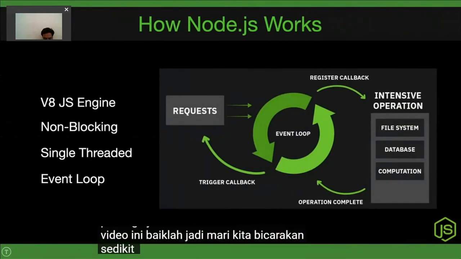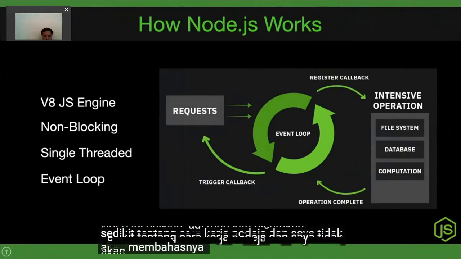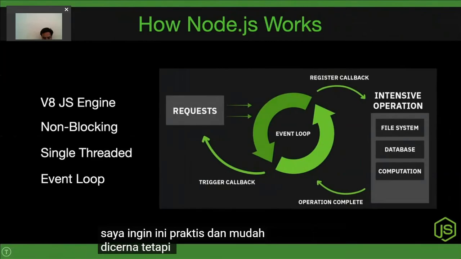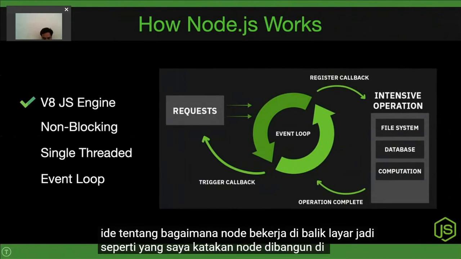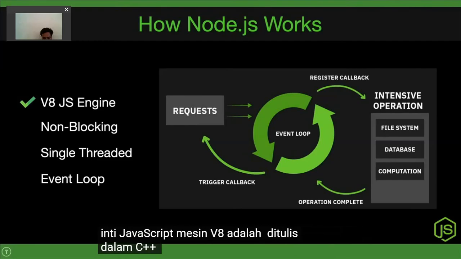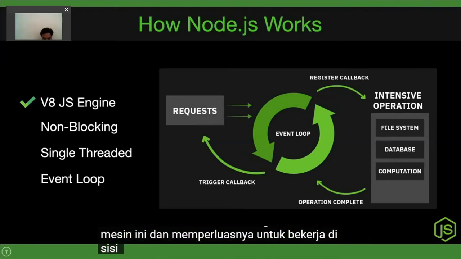All right, so let's talk a little bit about how Node.js works. And I'm not going to go too deep into this because I want this to be practical and easily digestible, but you should have a basic idea of how Node works under the hood. So as I said, Node is built on top of the V8 JavaScript engine, which is the same engine that powers Google Chrome. Other browsers have their own engines, like Firefox has SpiderMonkey, Safari has JavaScriptCore. The V8 engine is written in C++, and it's what takes your JavaScript code and converts it into machine code so that your computer can understand. And Node has taken this engine and extended it to work on the server side.